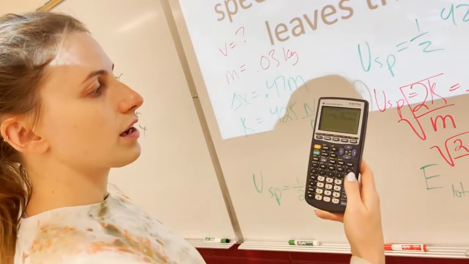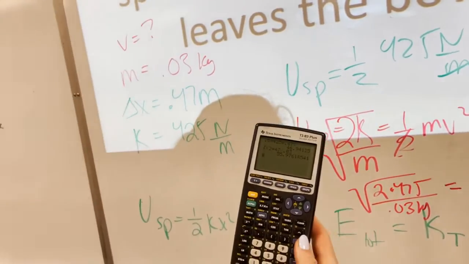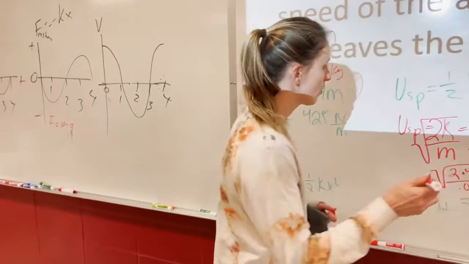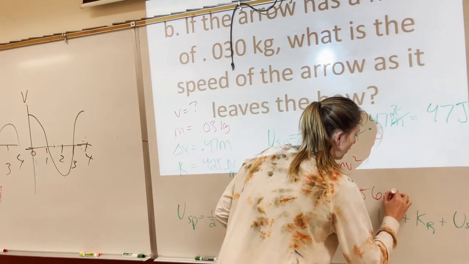Yeah. And I get 56. 56 meters per second. That's pretty fast. Arrows are dangerous.